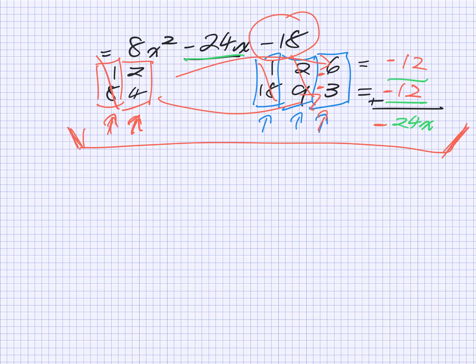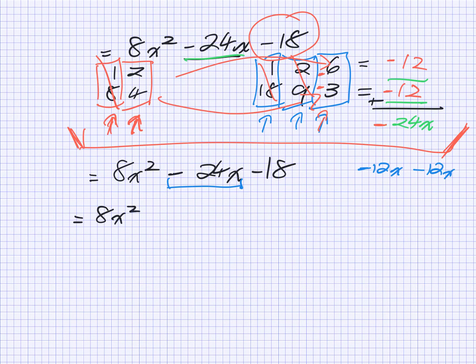Another version of factoring, which you might be more familiar with, is called sum and product. Sum and product is where you take this middle term and decompose it. You're going to look for two values that add up to negative 24x. One of the things we can use is negative 12x and negative 12x. So we replace negative 24x with those two values and end up at 8x squared minus 12x minus 12x minus 18.